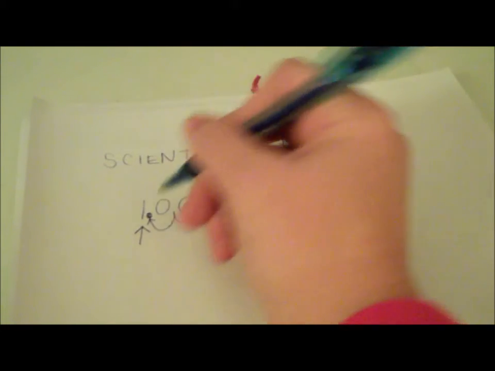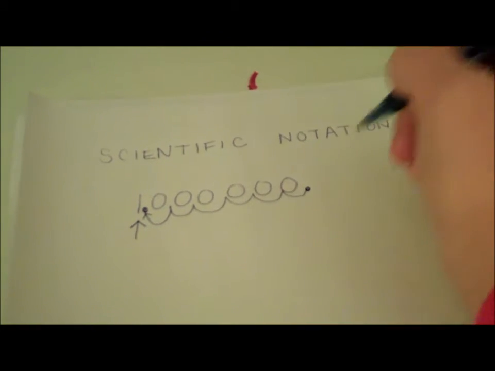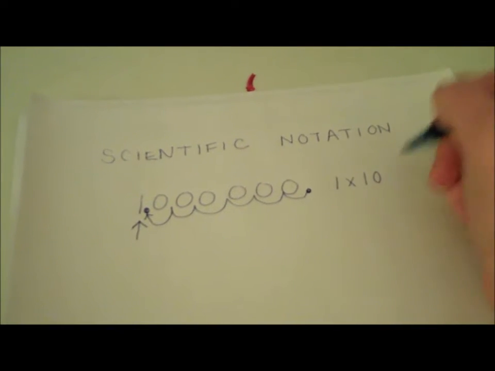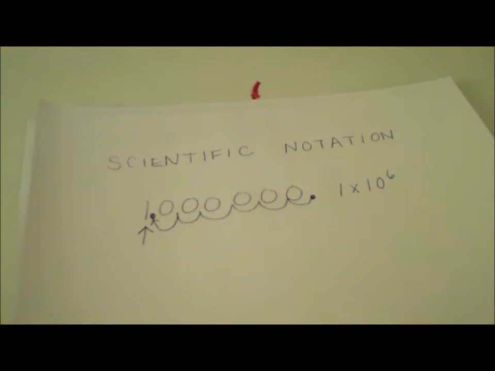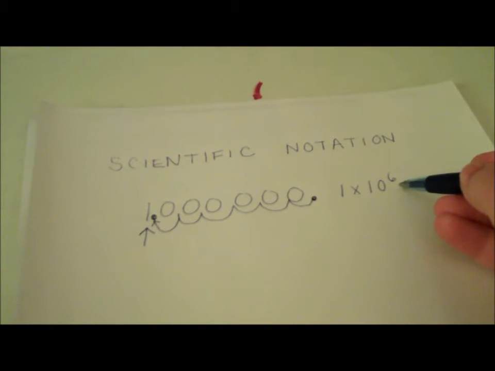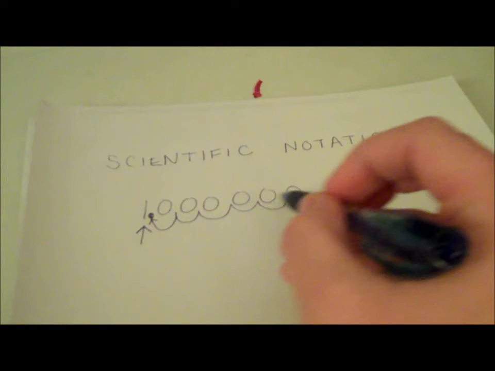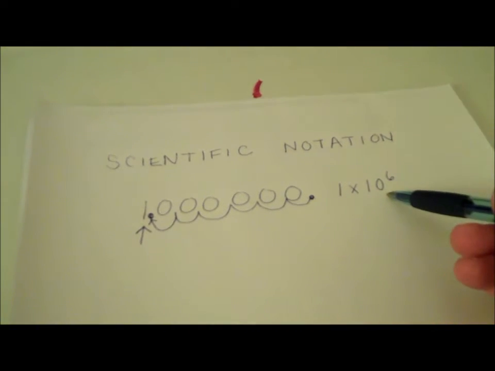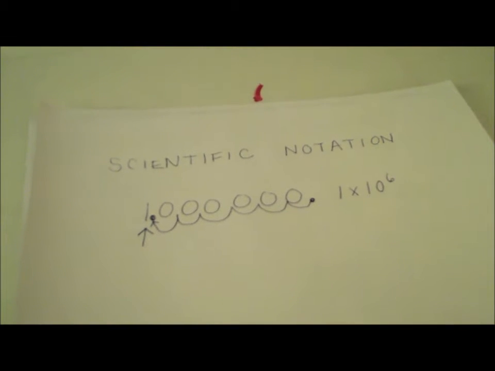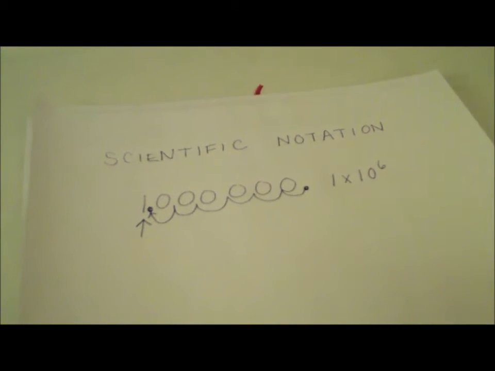By moving your decimal point, now you're going to write it as 1 times 10 to the 6. Now, it's going to be a positive exponent because we are taking a large number and condensing it into scientific notation. Now, let's see how we would write that into our calculator.